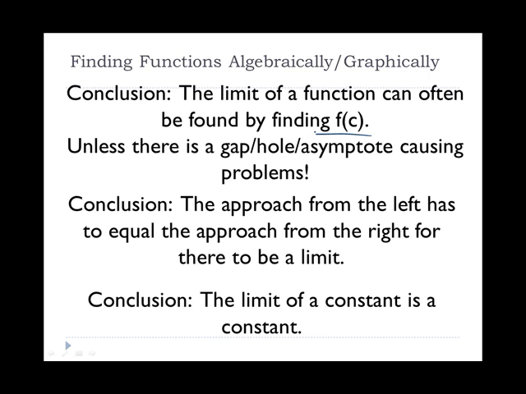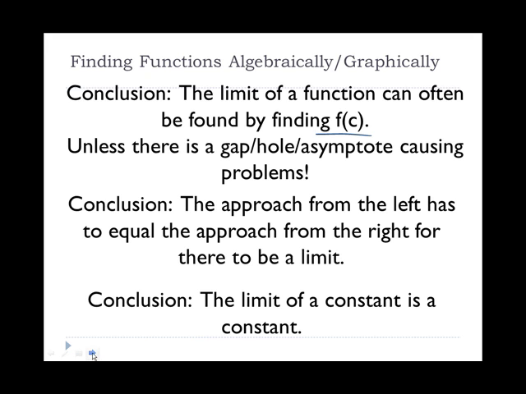And that works great except in 3 situations, maybe even 4. Is there a gap or a break in the function? Is there a hole in the function? Is there an asymptote? Or is there no function at all? And we'll look at those 3 on the next screen as a review. Remember, I said the approach from the left has to be the approach from the right. And we talked about the fact that the limit of a constant is a constant because the function value is always the same.